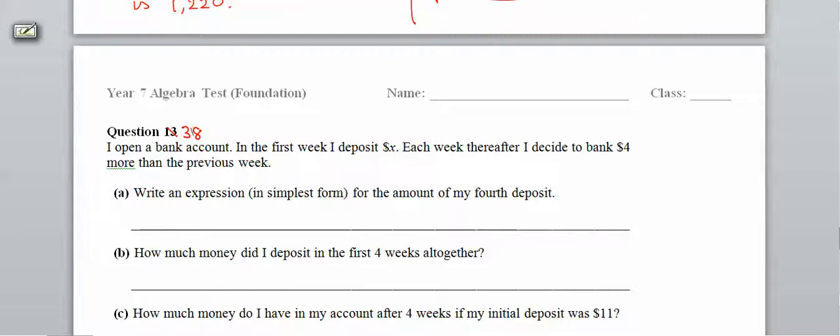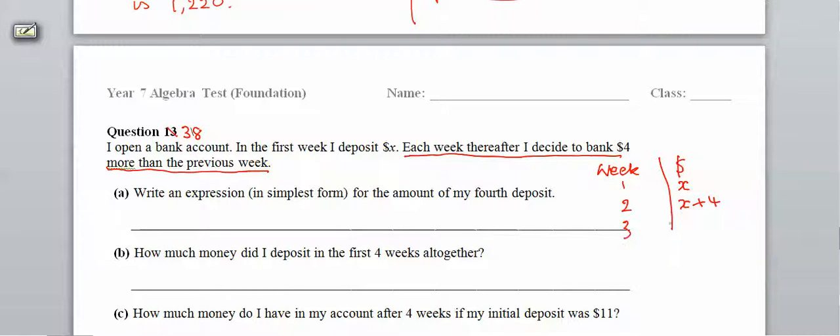So let's write this out as a table first. So we'll put weeks here and dollars. So week 1, we started with X dollars. Week 2, if we look at the question, each week after, we decide to bank $4 more than the previous week. So week 2, we've got X plus 4.